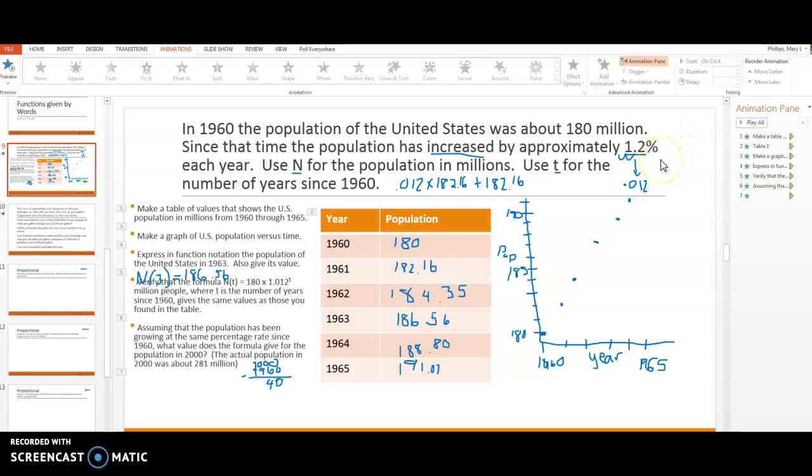So in review, what we are doing is working with a function given by words. From the words, we created a table and a graph. We also used our calculator to verify a formula.